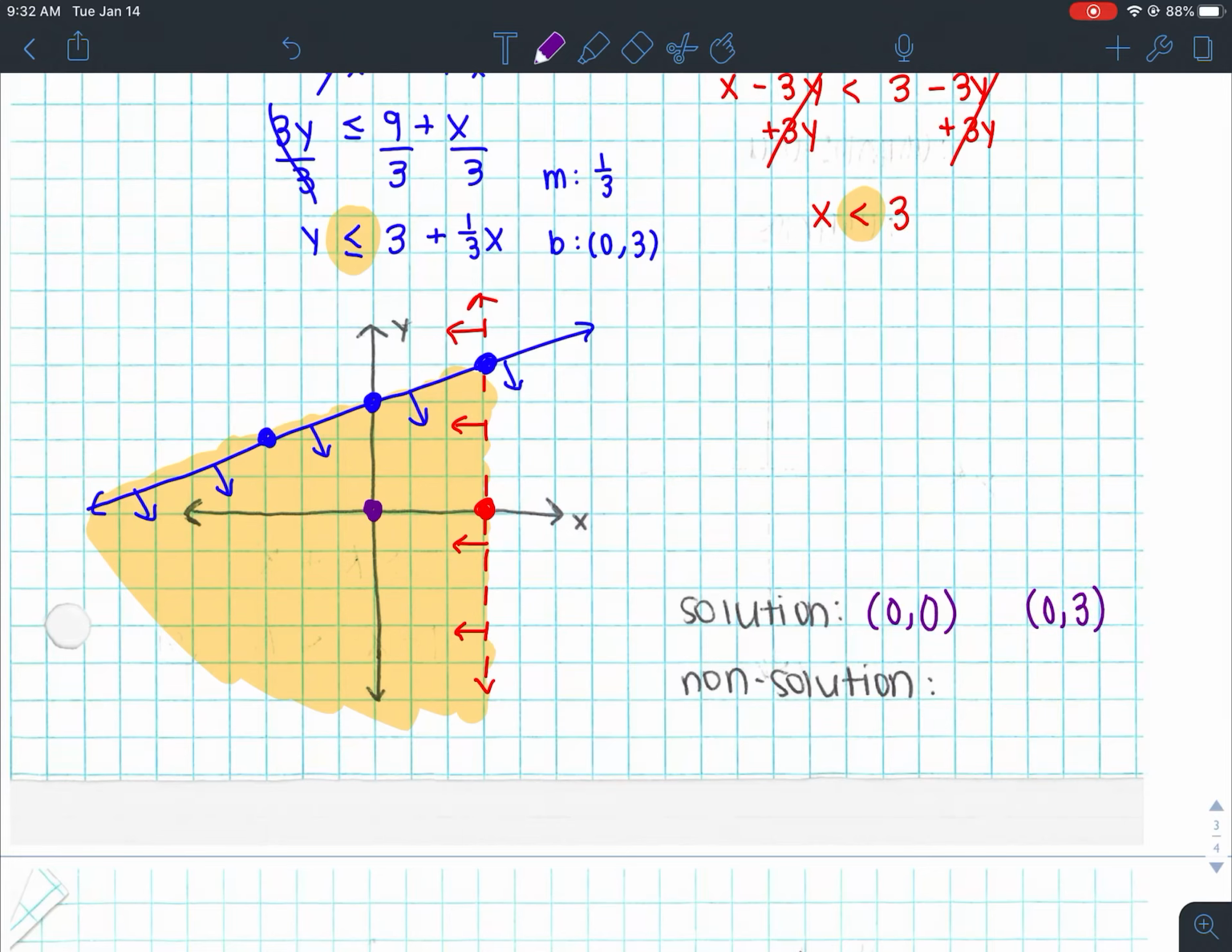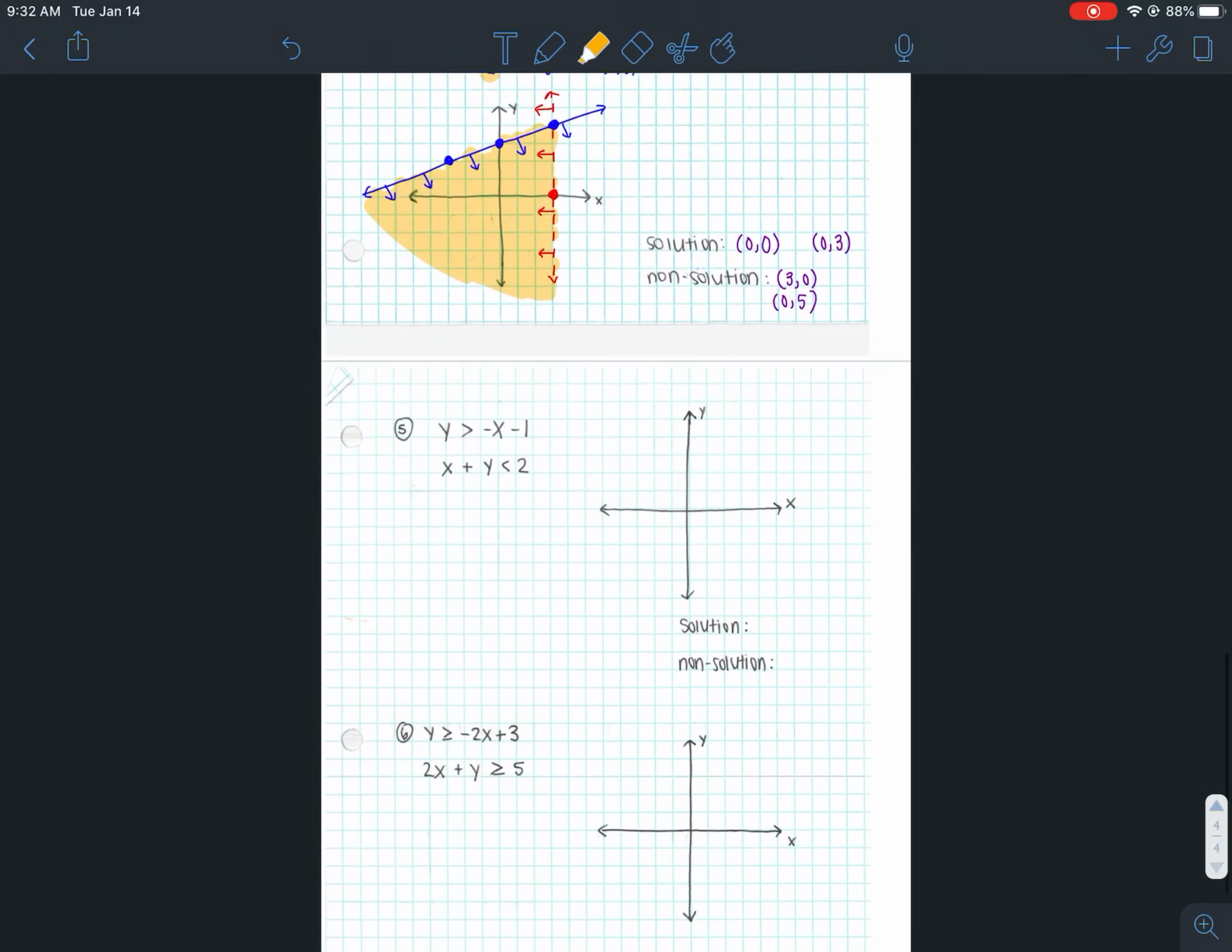But let me ask you this, is 3, 0 a solution? Is this point considered a solution? No, even though it's on the line, it's not a solid line, so it would be considered a non-solution. And then another non-solution could be the point maybe 0, 5, because 0, 5 is all the way up here. So just a reminder that solutions can be on solid lines, but they can't be on dotted lines.